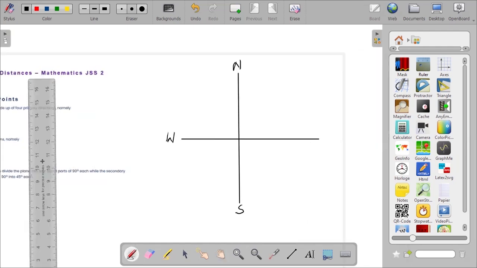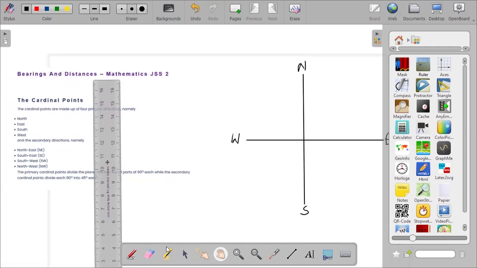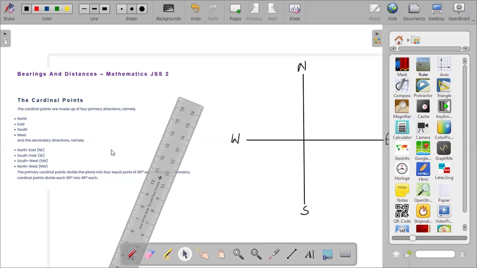So these four directions are known as the cardinal points. Cardinal in the sense that they are reference points when we talk about bearing. So the four cardinal points, therefore, are made up of what? The north, the east, the south, and the west. That is the primary cardinal directions.